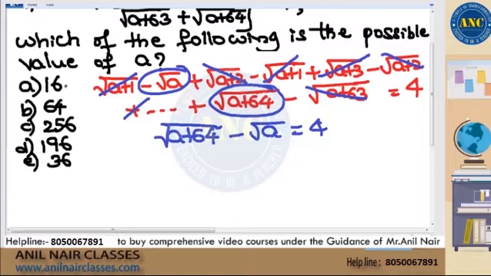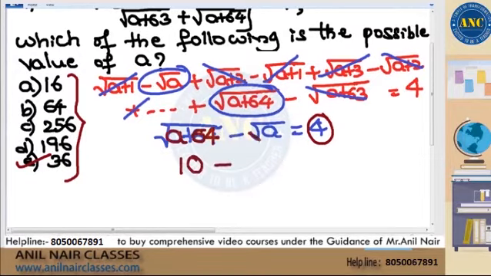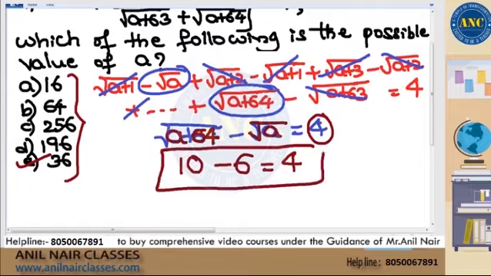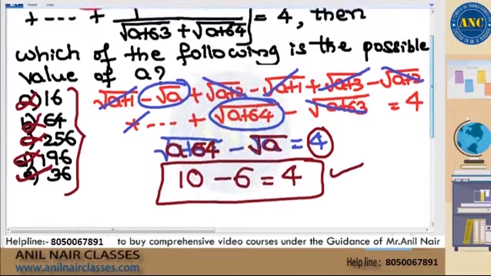Which value, when I substitute it from the given options, will give me 4 as the right-hand side? Simple analysis. If I put 36: root of (a plus 36), a plus 64, 36 plus 64 is 100, root of 100 is 10, minus root of the value, which is root 36, is 6. Is 10 minus 6 equal to 4? Definitely, 10 minus 6 is equal to 4. Therefore, that should be my right answer. None of the other values will satisfy, only that value will satisfy. That should be the answer.